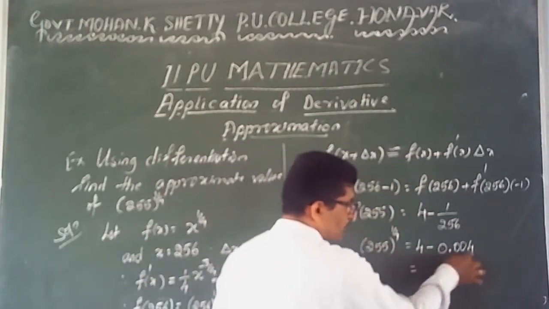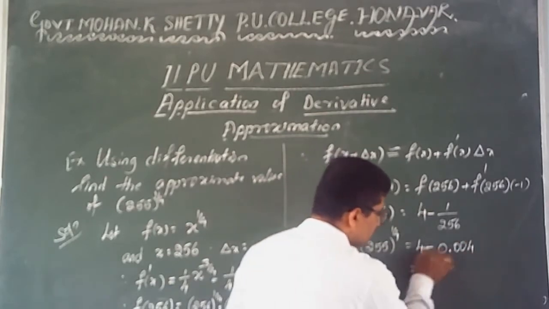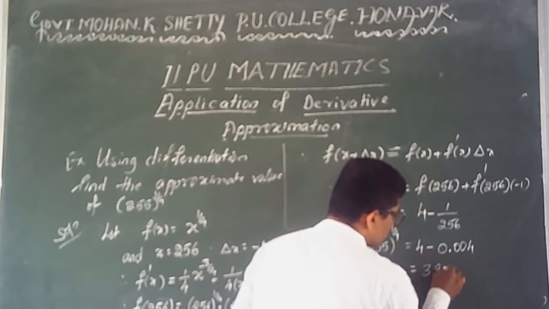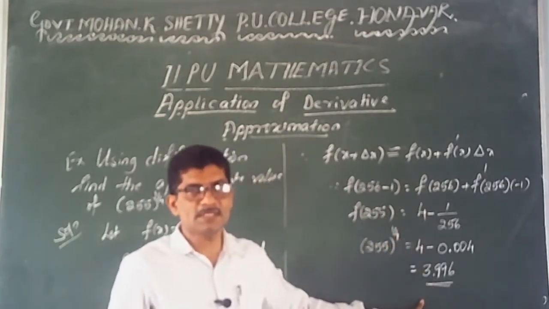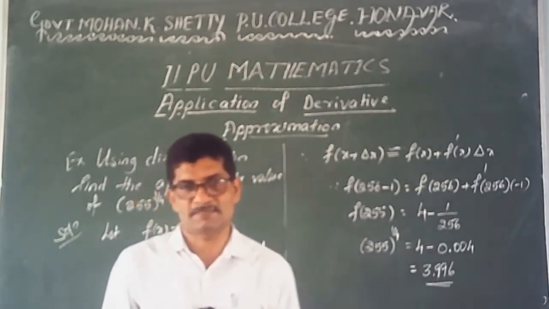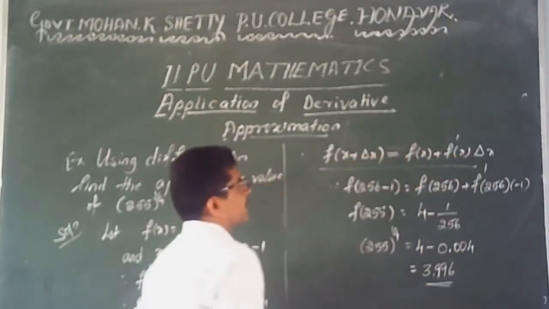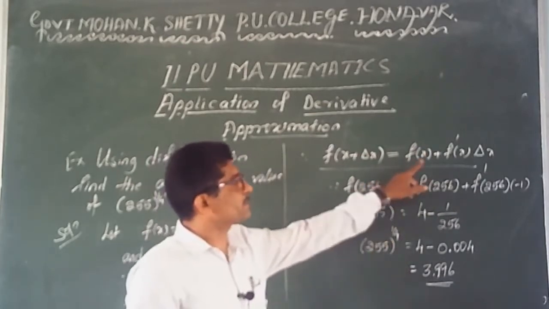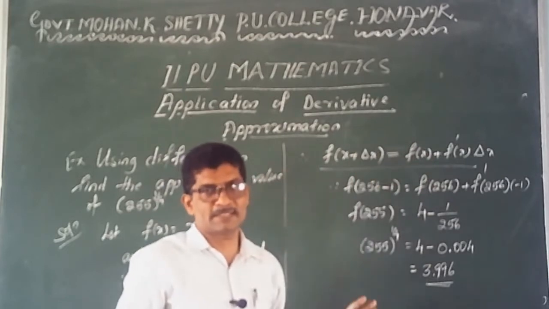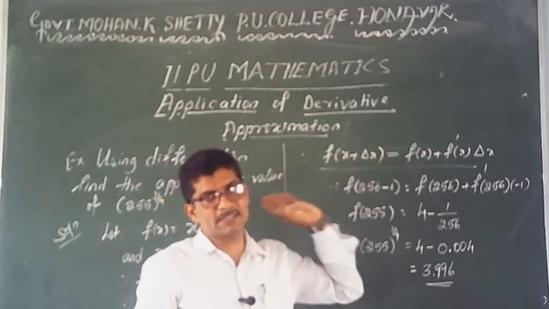Therefore, this value is approximate up to 3 decimal places, nearly equal to 3.996. This is the approximate value of 255 raised to 1 by 4 using calculus. Just remember the formula: f of x plus delta x is approximately equal to f of x plus f dash x into delta x. That is the approximate value, where x changes to x plus delta x.